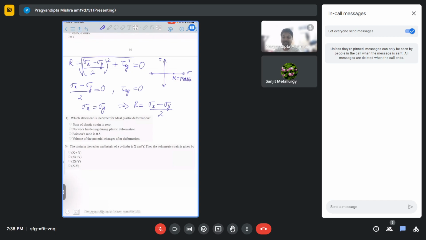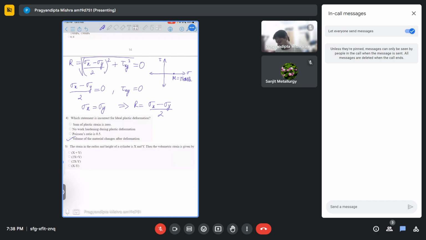Which is incorrect? So you are saying A, B, C, or D? So D, sir, D. D you are saying is incorrect. So you are saying sum of plastic strain is equal to 0, which is correct. Epsilon x plus epsilon y plus epsilon z was equal to 0, right? We saw it. Yes, sir. Poisson's ratio was equal to 0.5. We saw that. Option number C is also correct.